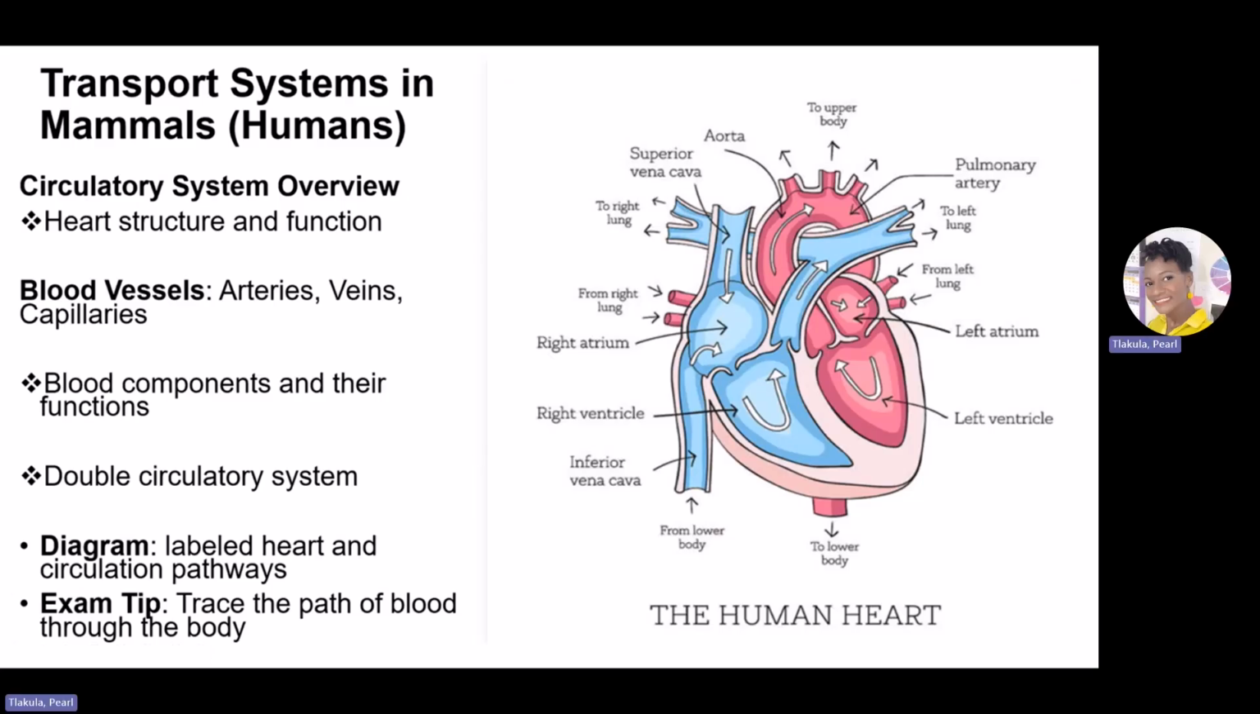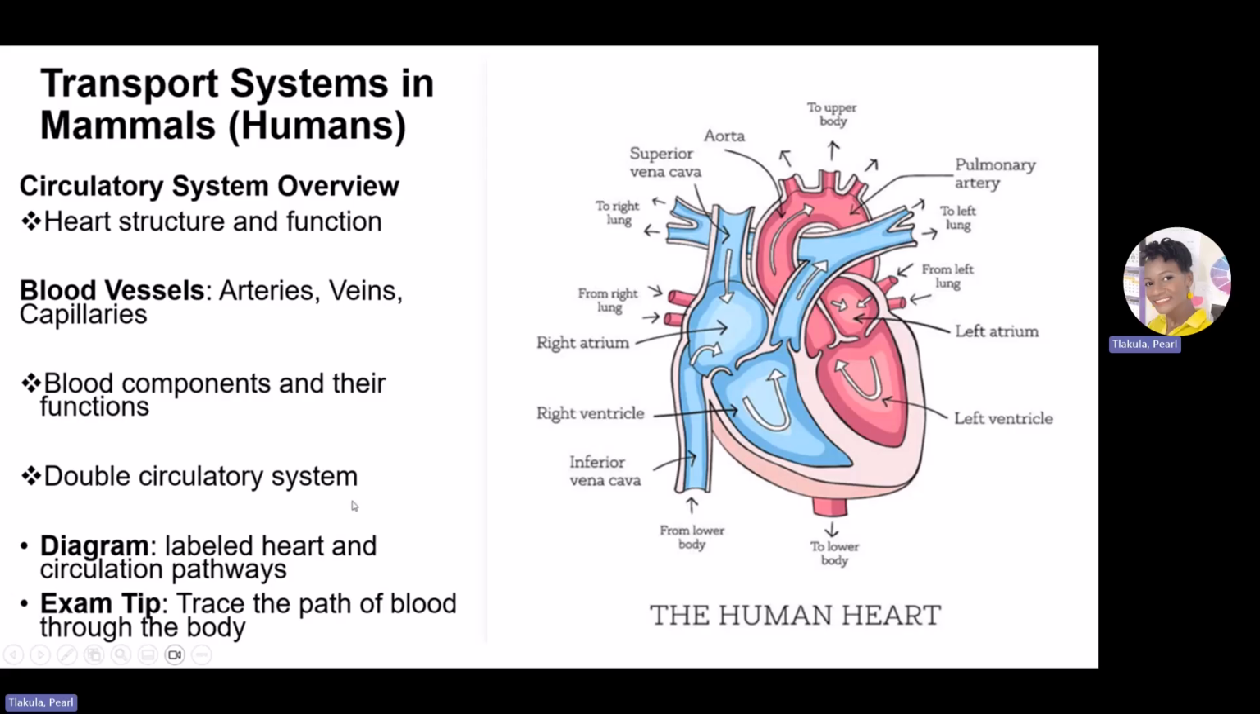Remember also to revise on the transport system in the mammals, especially the human. Remember we learned about the circulatory system overview. So you must also learn about the structure and function of the heart as it is in our diagram, and the blood vessels, which are made up of the arteries, the veins, and the capillaries. Also the blood components and their functions, the double circulation system, like the diagram that we have on our side, label the heart and the pathway system.